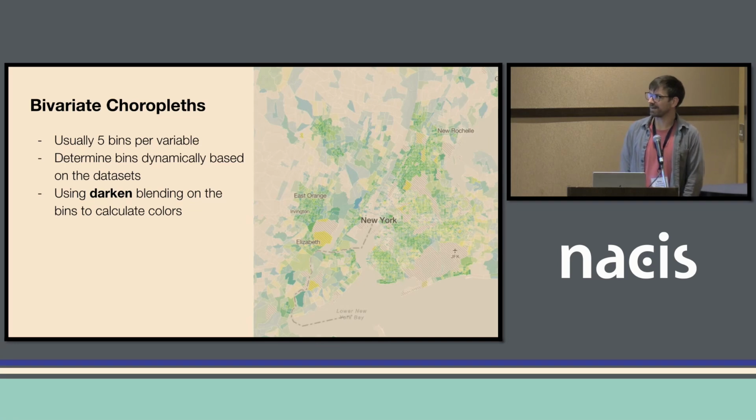Similarly, with bivariate choropleths, we're doing the same process to determine the number of bins and just finding all the combinations of those bins. So we have to dynamically generate the bins sometimes, and we use darken blending to do that.